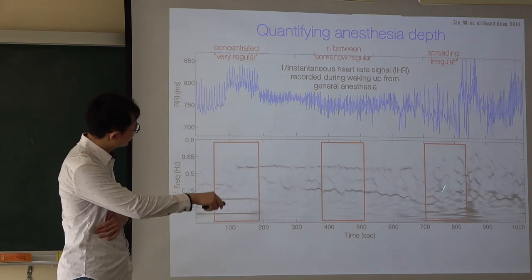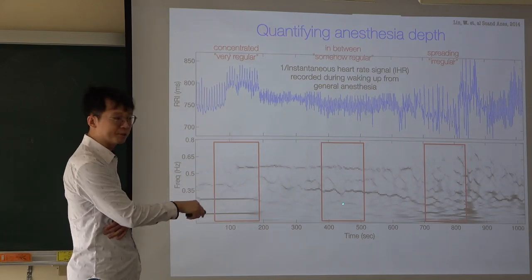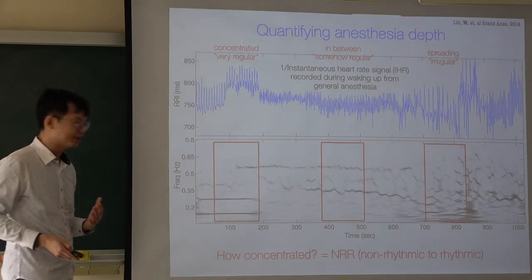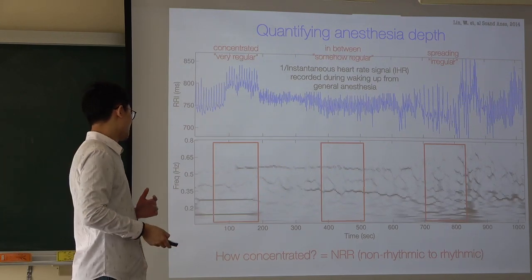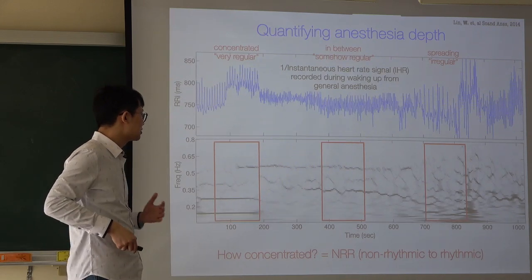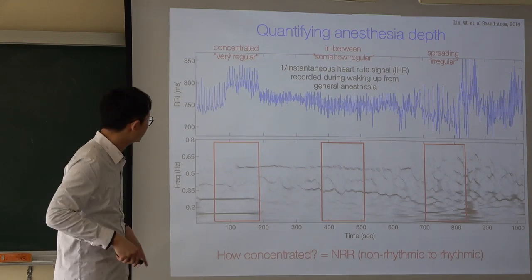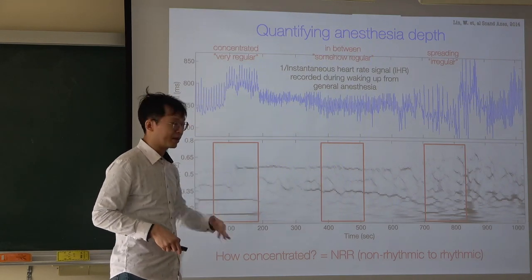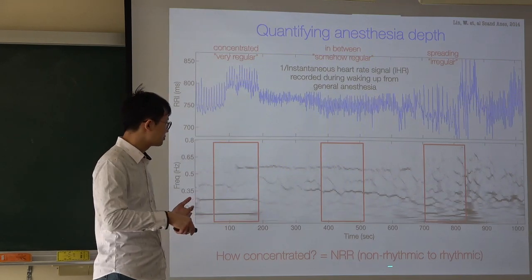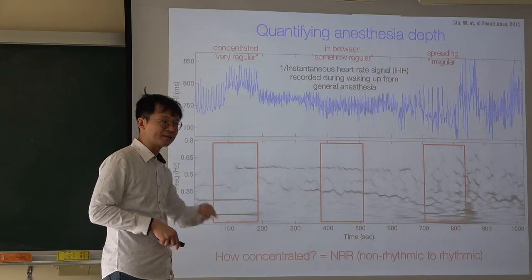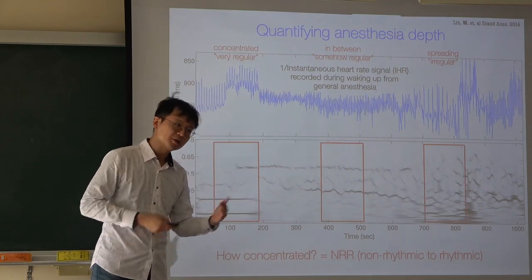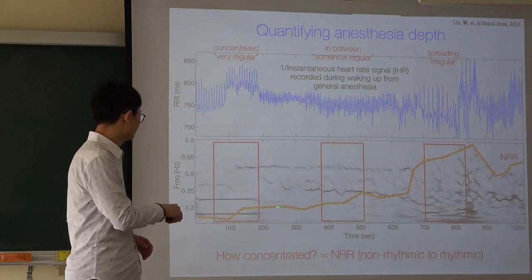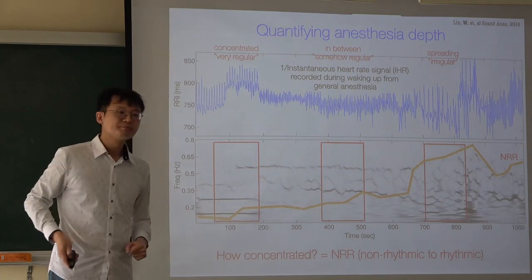And this part is sporadic, irregular, and this part is in between. So we can quantify how concentrated the signal is, and this is called the non-rhythmic to rhythmic ratio. The idea is very simple. We just focus on the very dominant curves as the rhythmic energy, and the remaining as non-rhythmic energy, and take the ratio. That's it. And then this is the index you can get for the NRR.